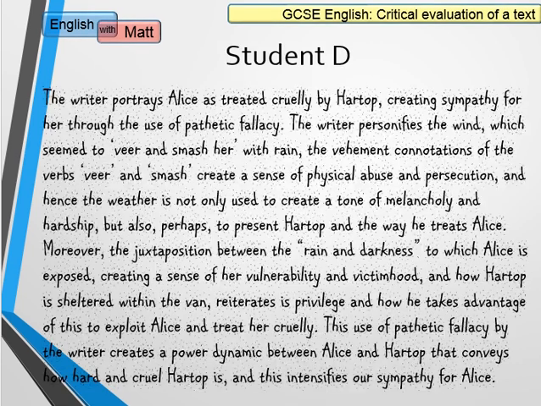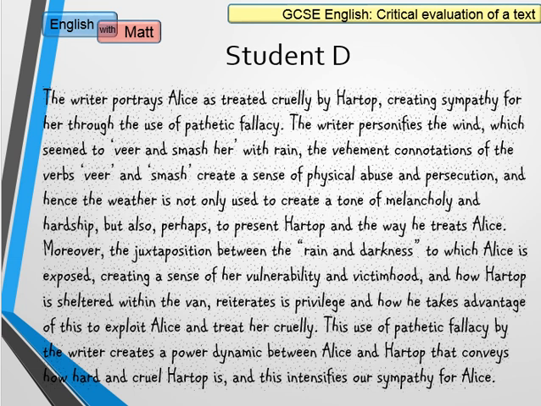And finally, student D. This is part of student D's response. The writer portrays Alice as treated cruelly by Hartop, creating sympathy for her through the use of pathetic fallacy. The writer personifies the wind, which "seemed to veer and smash her with rain". The vehement connotations of the verb "veer" and "smash" create a sense of physical abuse and persecution, and hence the weather is not only used to create a tone of melancholy and hardship, but also perhaps to present Hartop and the way he treats Alice.